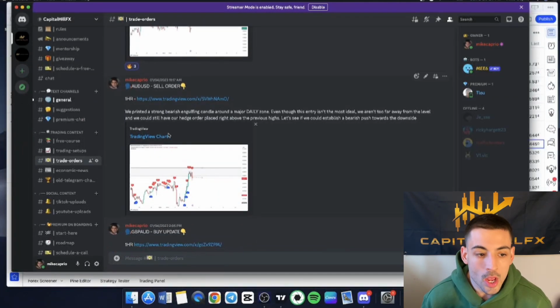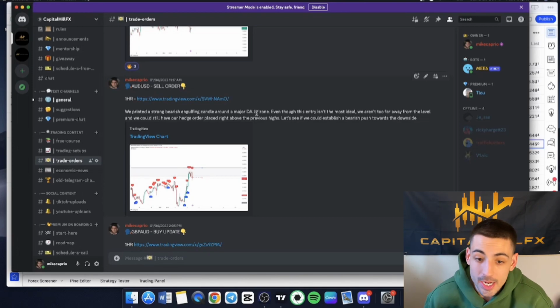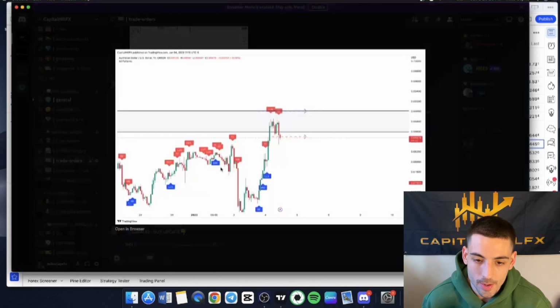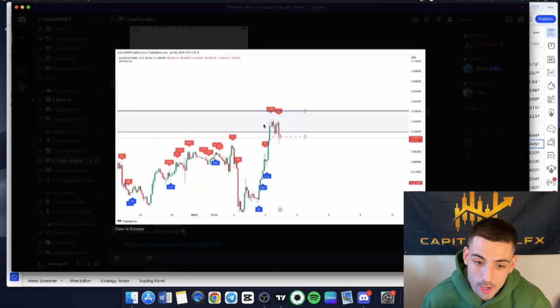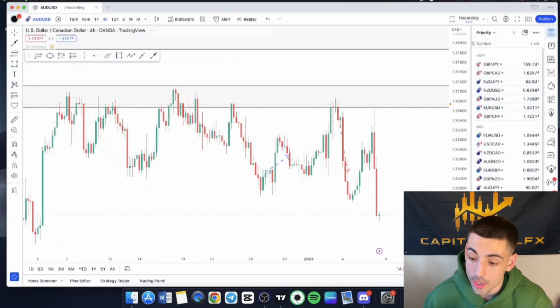We could see right here, we printed a strong bearish engulfing candle around a major daily zone. And even though this isn't the most ideal entry, we ended up still placing the entry anyway, right? So we had a long upper shadow, so just pretty much a bearish wick, and a bearish engulfing printing around a significant horizontal level. And we could see this with our own eyes.